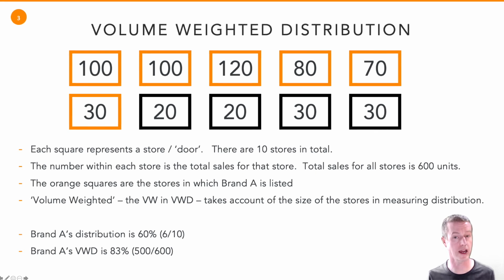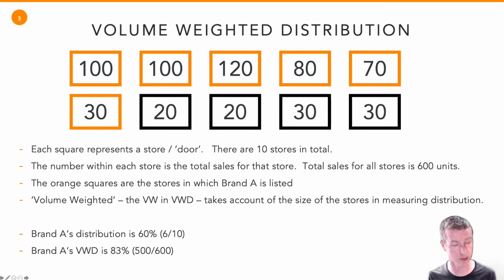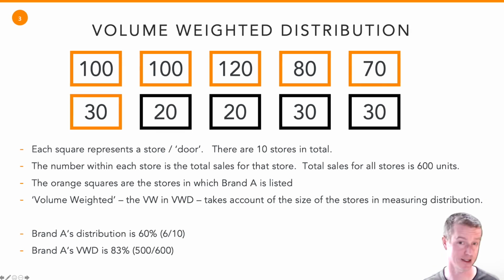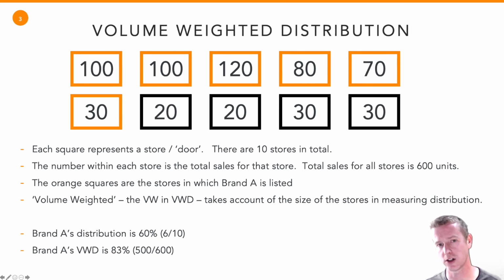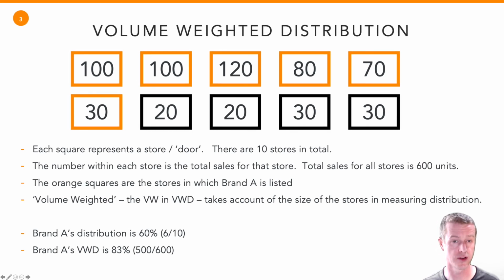So it's greater than the straight distribution. Straight distribution is only 60%, but it's quite a good performance in terms of an absolute number, but also to give a feel for the kind of sales Brand A could expect through those stores, and for the performance of those tasks with actually getting the listings. So volume weighted distribution, a more nuanced measure of distribution, and hopefully clearly explained just there.